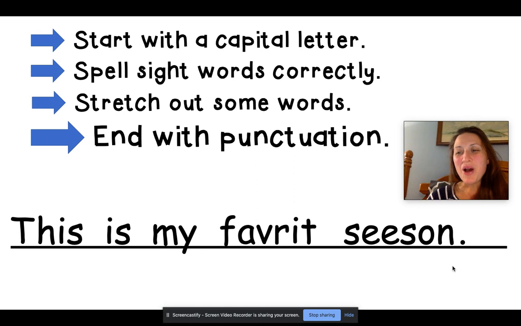I want to show you one more kind of punctuation today. This sentence, it gets me excited. I'm so excited about spring. So listen how I read it. This is my favorite season! Instead of using a period, there's another kind of punctuation I can use called an exclamation point. And here it is. Here's my exclamation point. Let's see, here it comes. There it is. So instead of using a period, I can also use an exclamation point. We must always end with some kind of punctuation.